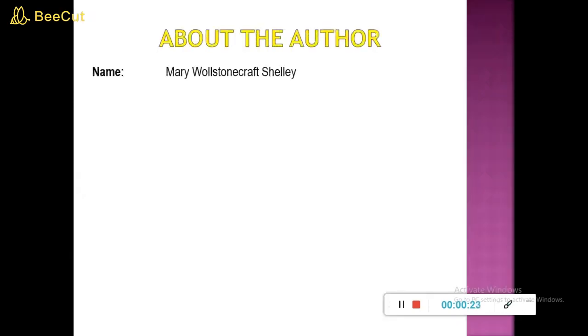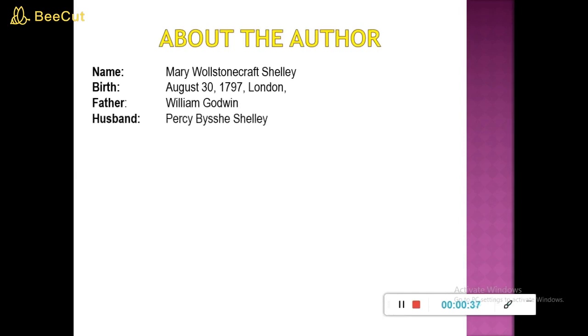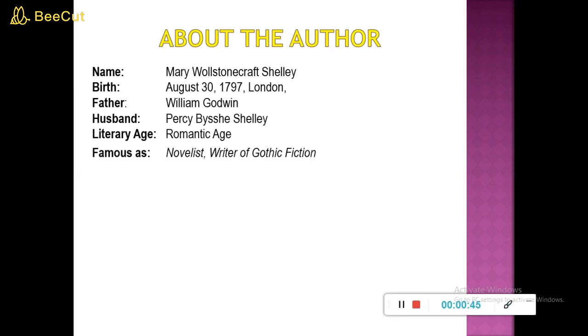About the author. The full name of the author is Mary Wollstonecraft Shelley. She was born on August 30th, 1797 in London. The name of her father is William Godwin and he is a famous writer. The name of her husband is Percy Bysshe Shelley and he is a great romantic poet. She belongs to the Romantic Age and she is famous as a novelist and a writer of Gothic fiction.